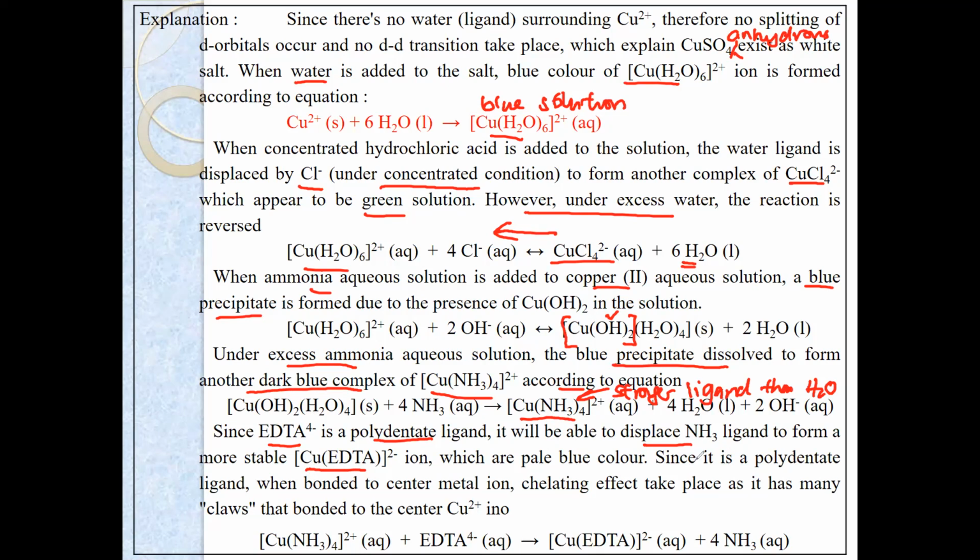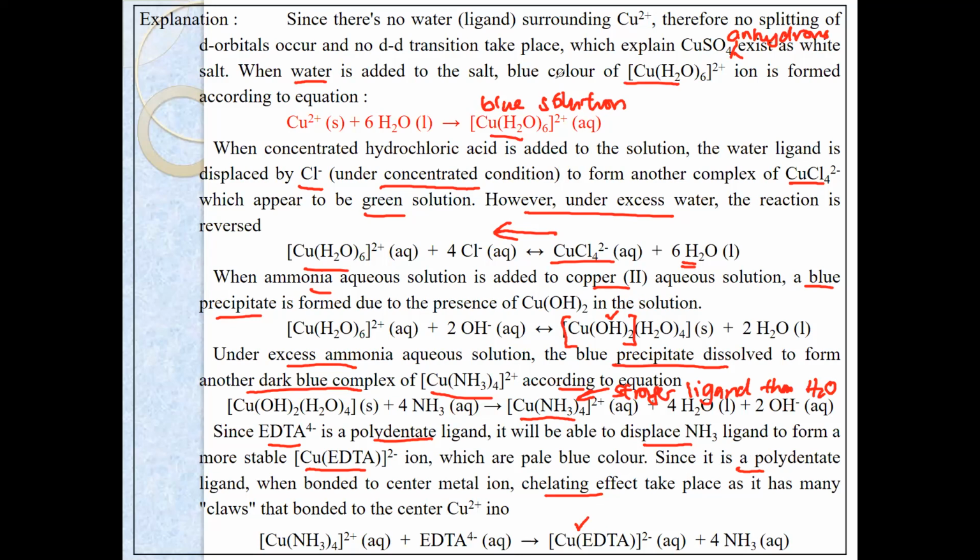And since it is a polydentate ligand, a chelating effect takes place as it has many donor atoms bonded to the central copper 2+ ion. Okay, so these are the equations. This is how we reason why there are changes of color in the complexes here. I hope that you'll be able to understand. If you still cannot understand later, I'll send you the video so you can see it again.